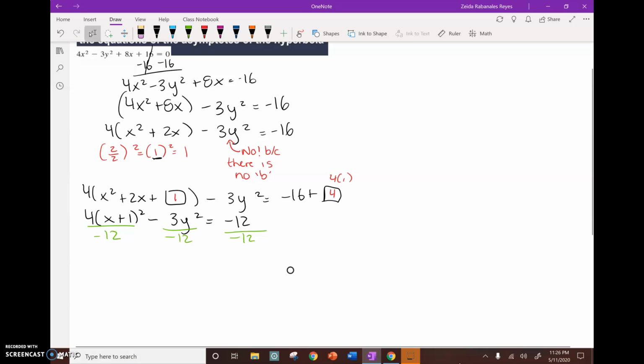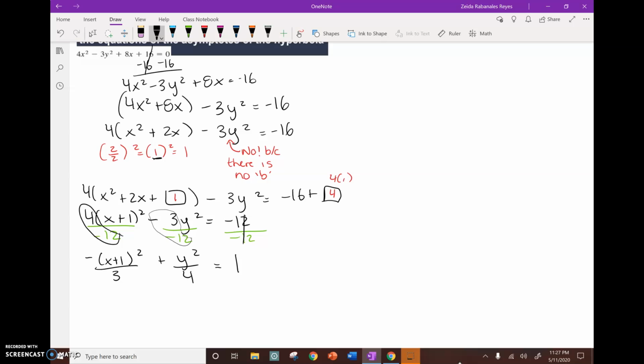That's going to simplify to negative x plus 1 over 3 plus y squared over 4 is equal to 1, because that cancels. This simplified, and I pretty much just brought the negative to the front. It can be with the negative 3, but you'll see why I put it in the front right now. Negative and negative gives me positive, and then the 3 and the 12 simplify to become 4.